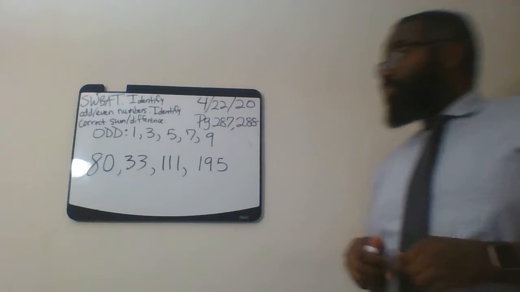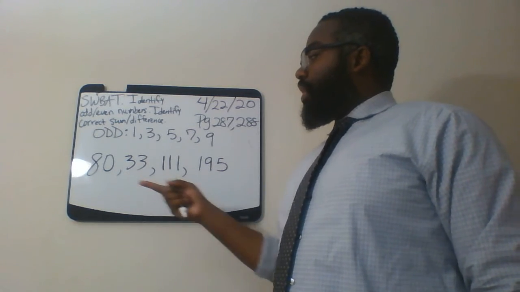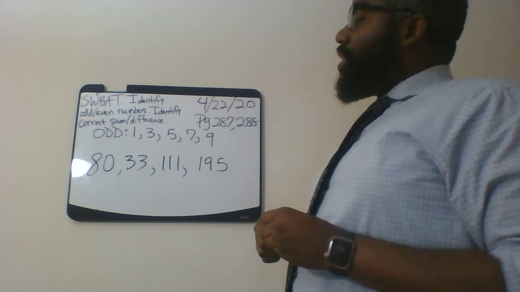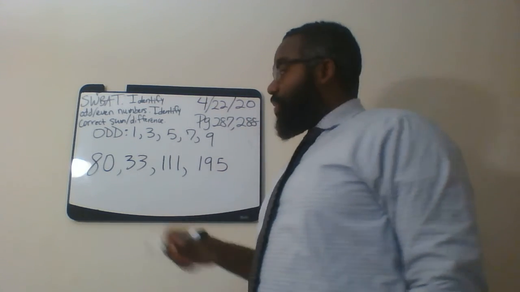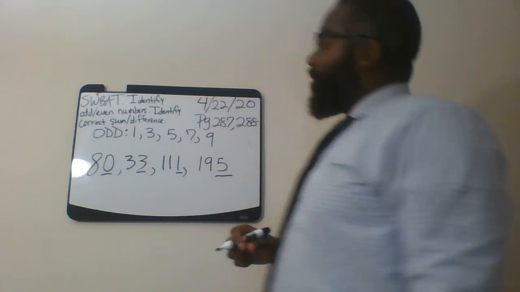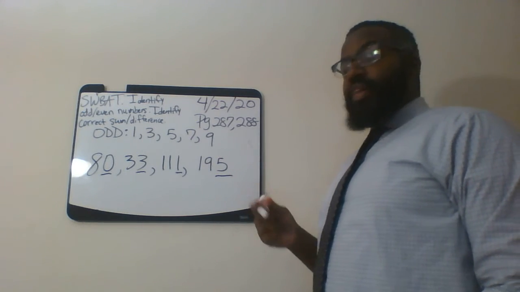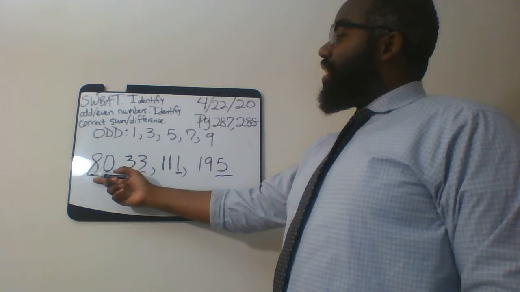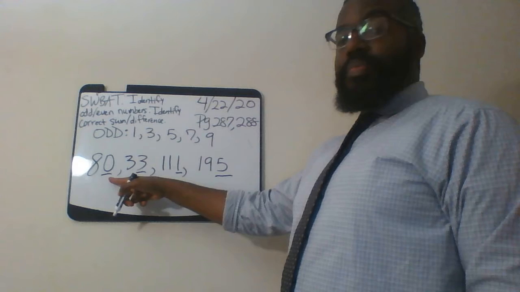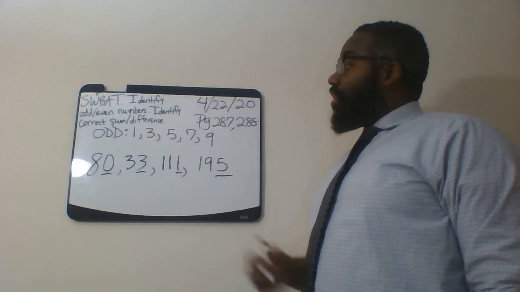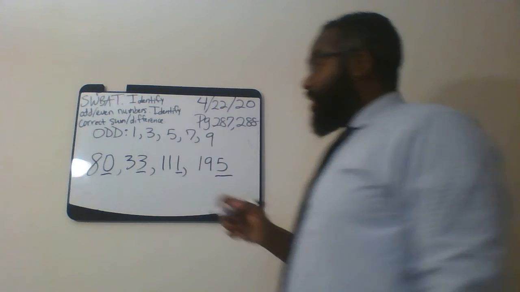So I wrote a few examples on the board. Notice we have 80, 33, 111, and 195. Now, to identify the odd numbers, you have to look at the digit in the ones place. So I'm going to underline all the numbers in the ones place. That's easier to help tell you what's the odd number. Notice 1, 3, 5, 7, 9. Let's look at 80. 80 is an even number because 0, remember that's the ones place, is not up there. Let's look at 33. 33 is an odd number because you see 3 up here. So for the time being, I'm just going to circle it so you can know.